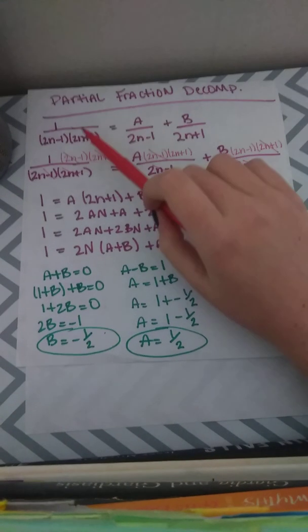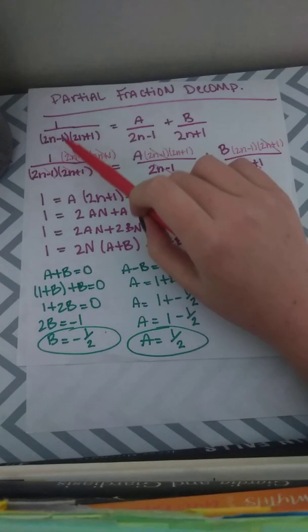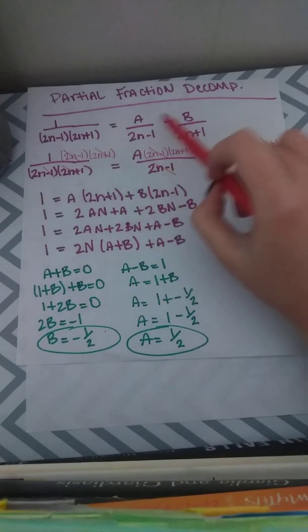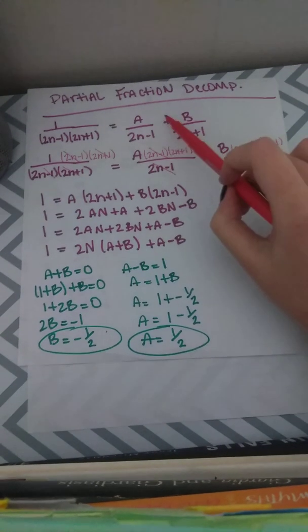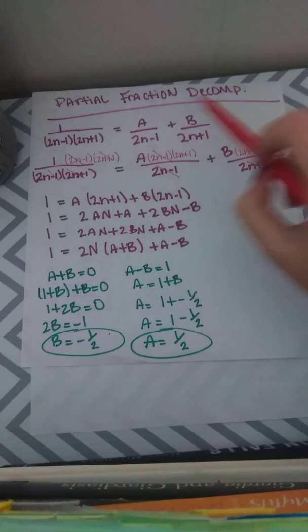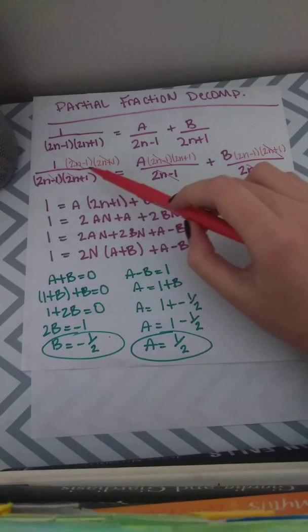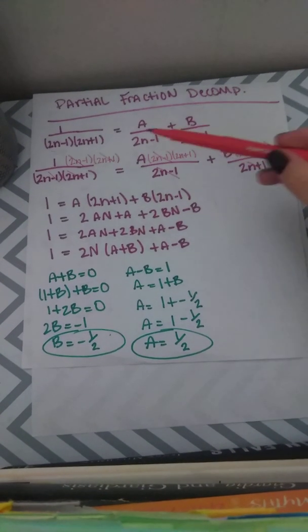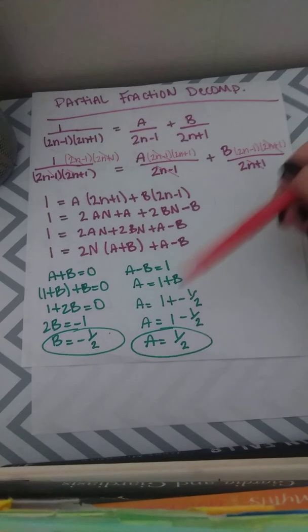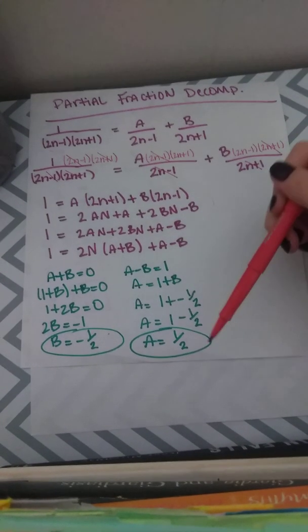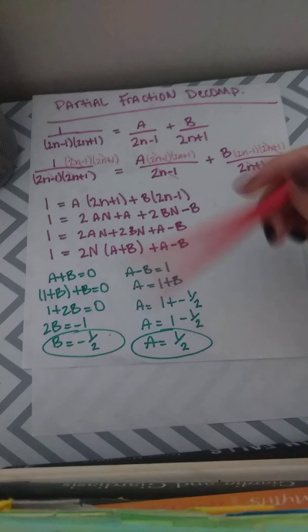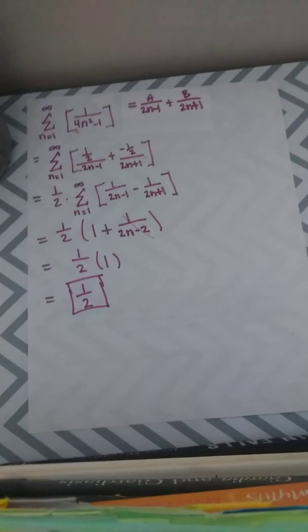I took our original fraction and factored the denominator. Then I split it up into two different fractions. And I multiply each one of these three fractions by the factored denominator, 2n minus 1 and 2n plus 1. That allows me to cancel a lot of terms, and with algebraic reasoning, I find that A is equal to 1/2 and B is equal to negative 1/2.